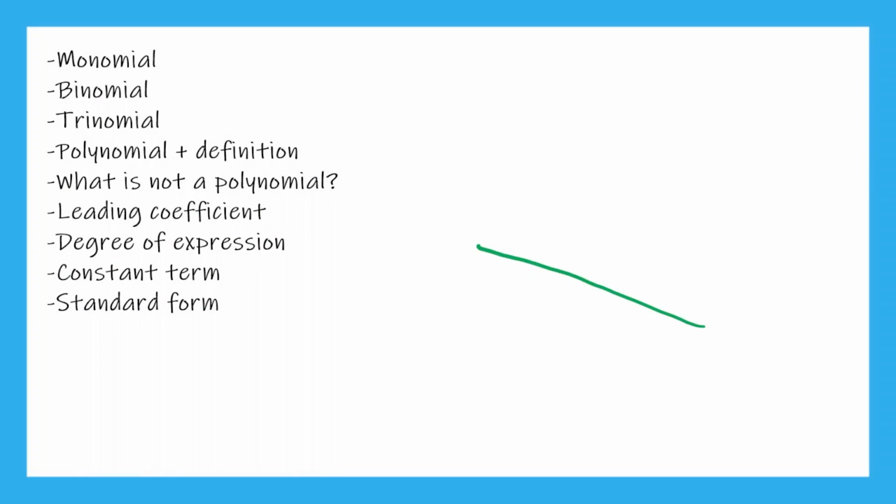So right here, you can see that we have a roadmap, which shows what we're going to talk about today. Before we talk about the definition of a polynomial, let's talk about these three specific types of polynomials. We have the monomial, the binomial, and the trinomial.